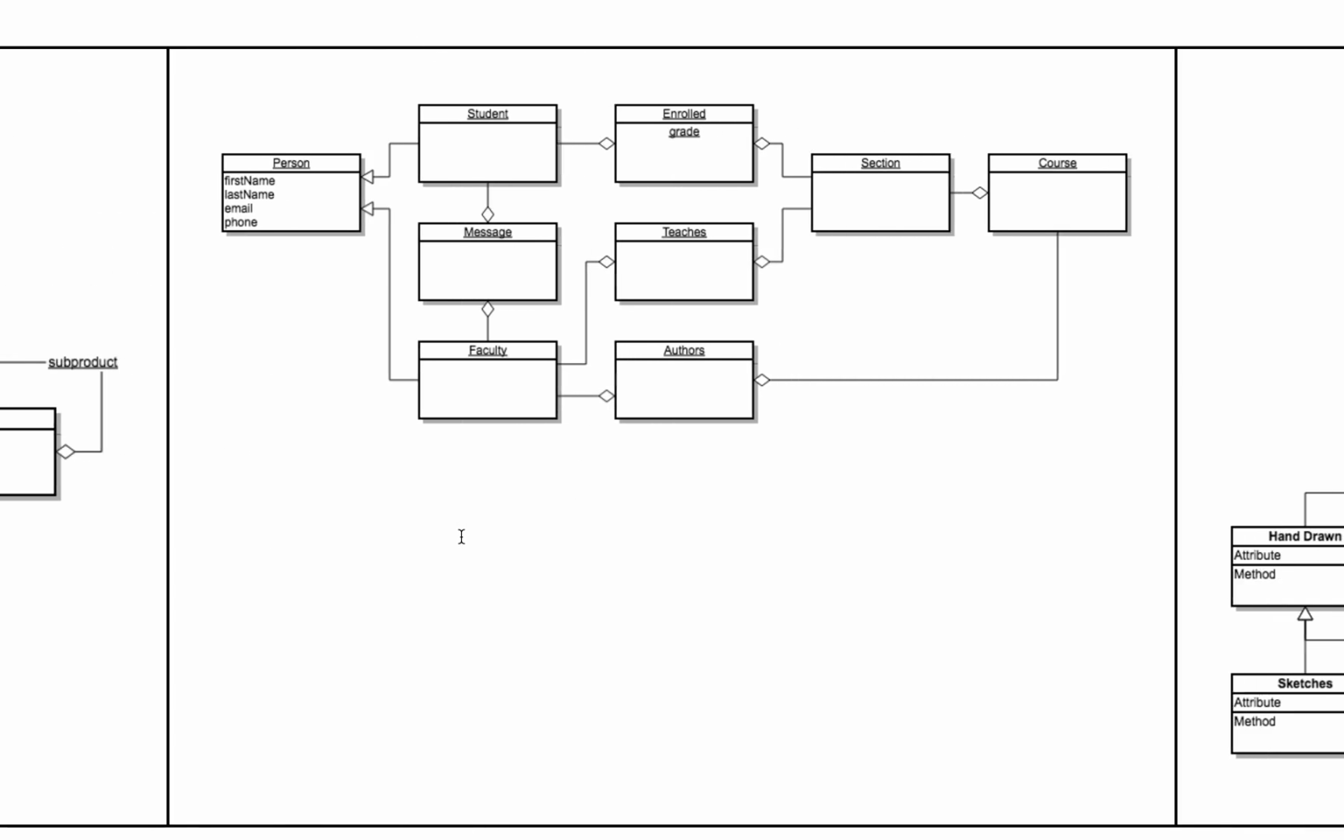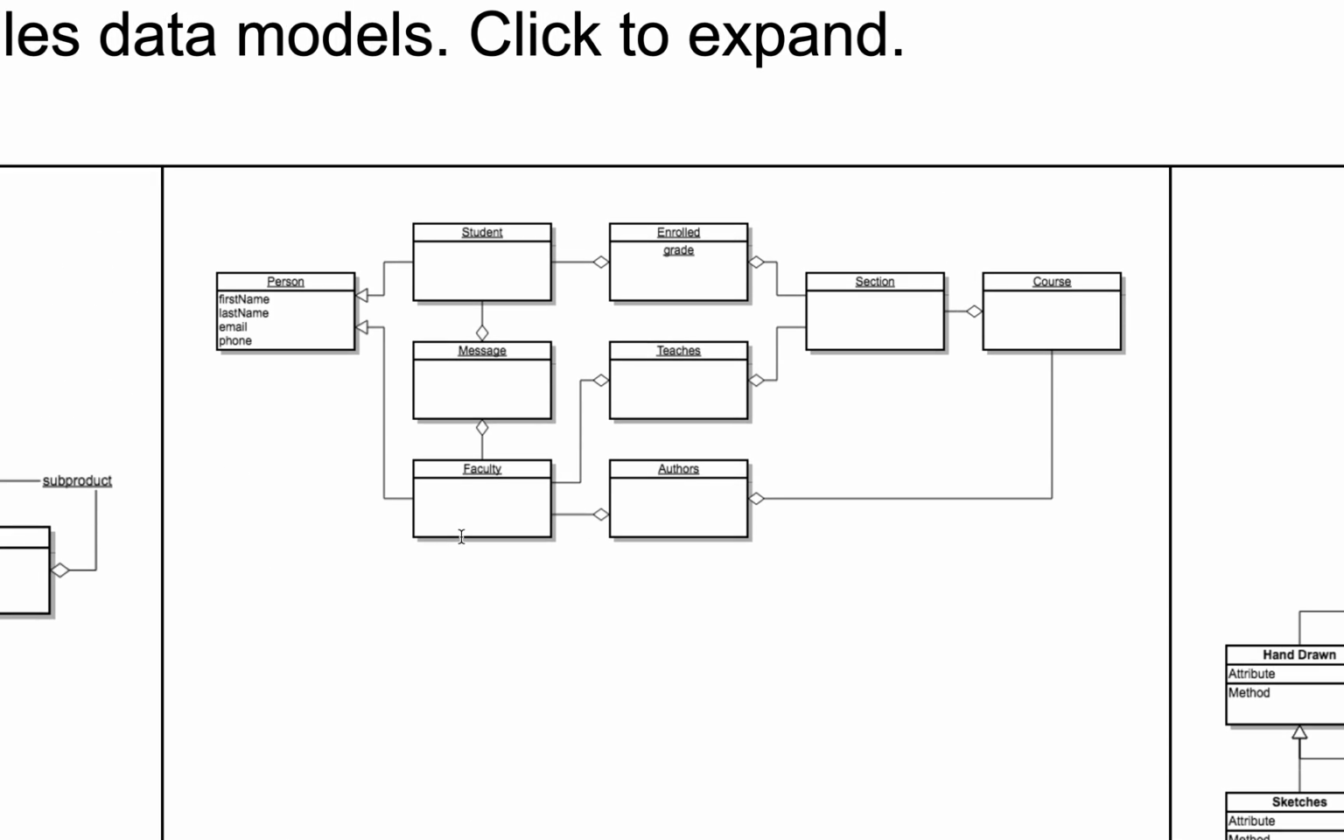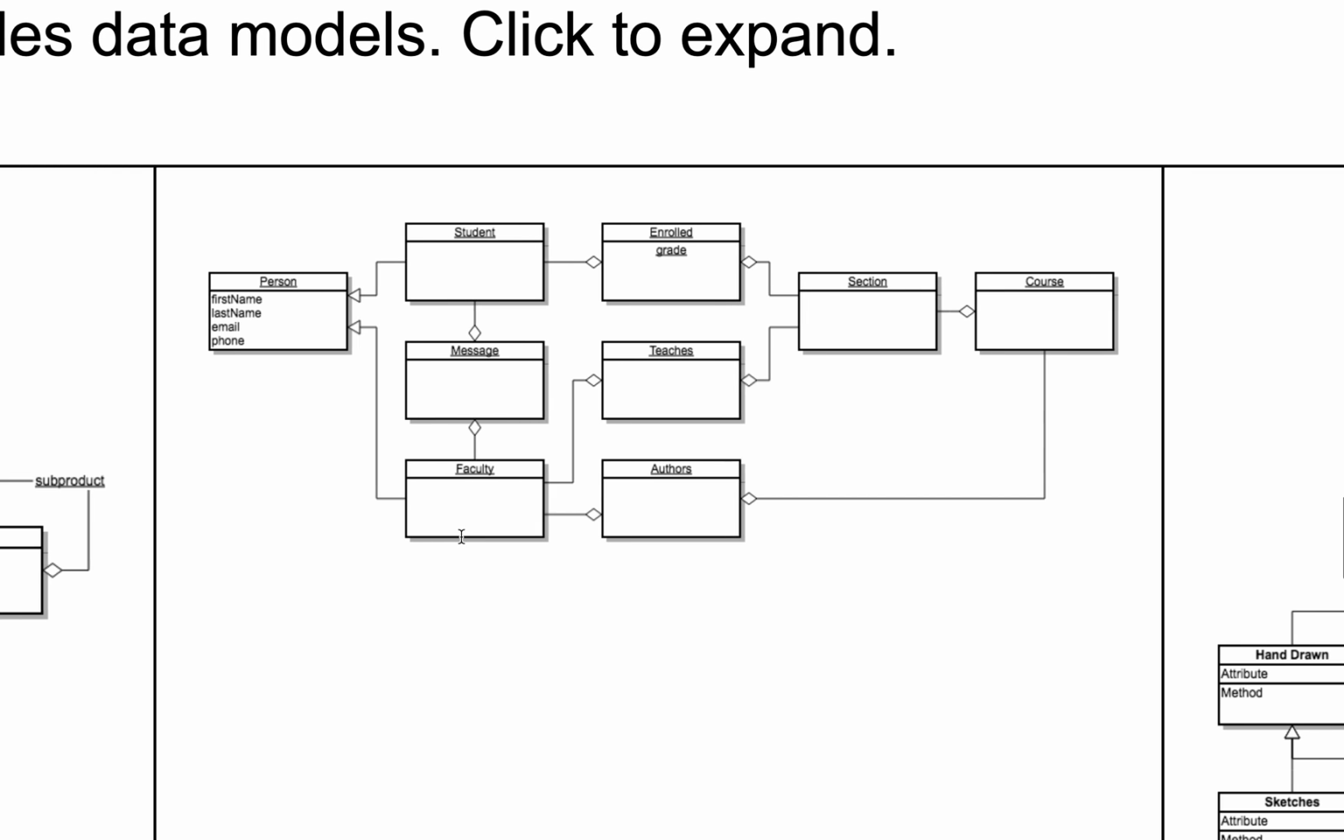Here's another example of a base person, and a faculty and a student. Again, they can send messages to each other, and the faculty can author many courses, and the faculty can also teach many sections for many courses. And you can have the student enrolled in many sections that are taught by different faculty, right? So these are just some examples.